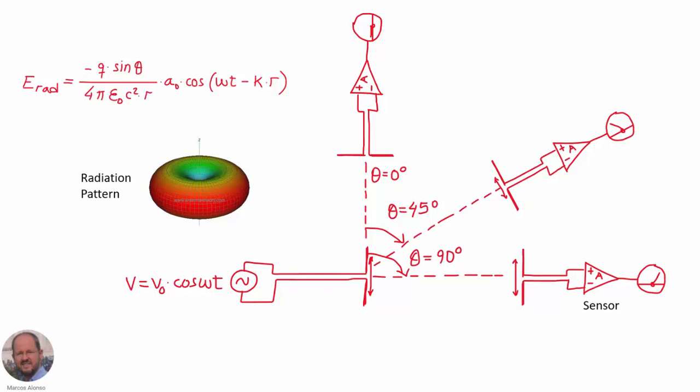So this is the reason why the radiation pattern of a dipole is as shown here. It is like a donut. We have 0 radiation in the same direction of the dipole, and the maximum radiation is in the normal direction of the dipole.